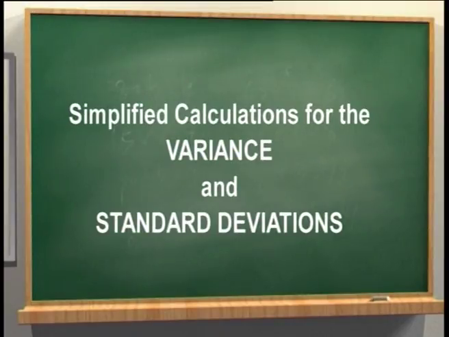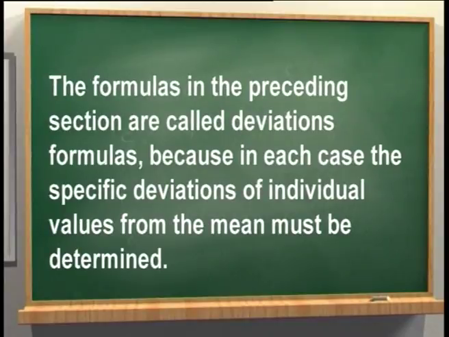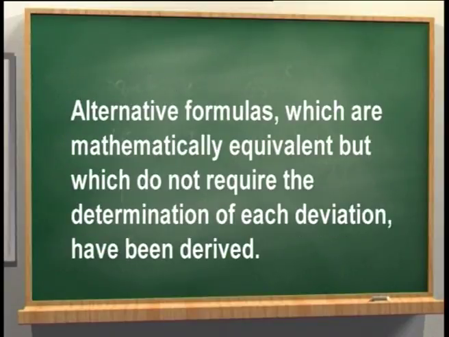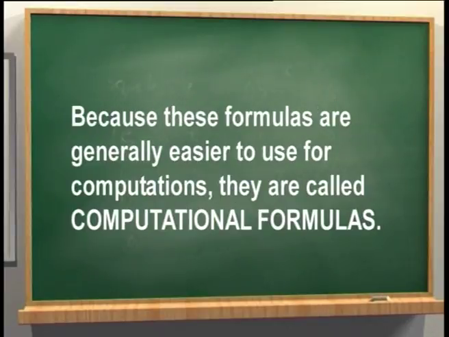Now, let us have some simplified calculations for the variance and standard deviation. The formulas in the preceding sections are called deviation formulas because in each case the specific deviations of individual values from the mean must be determined. Alternative formulas which are mathematically equivalent, which do not require the determination of each deviation, have been derived. Because these formulas are generally easier to use for computations, they are called computation formulas.